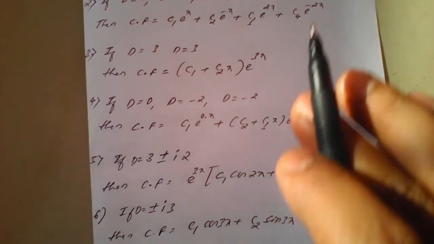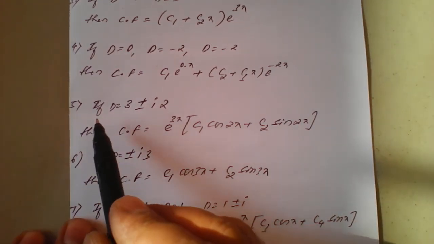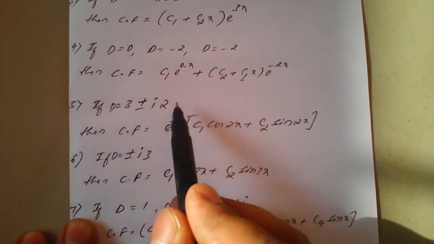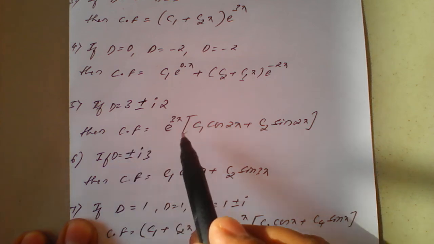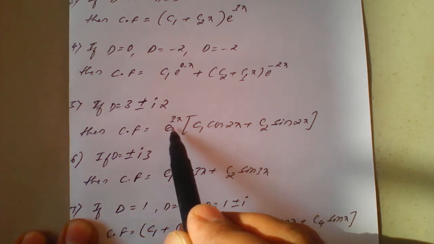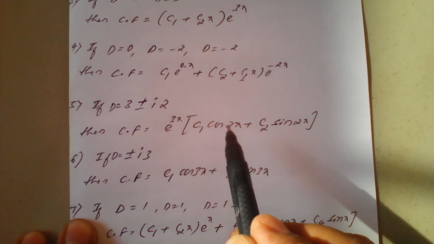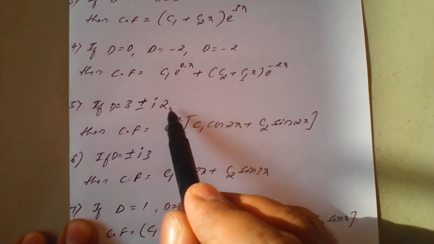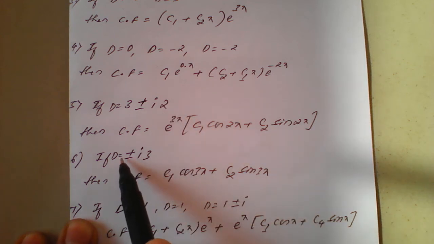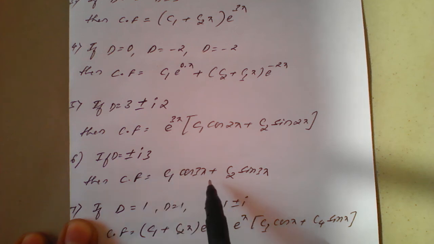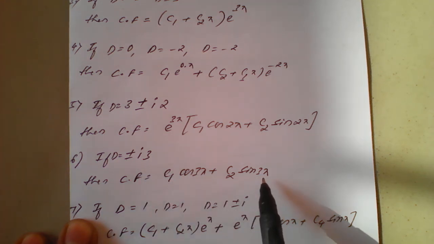Coming to the next kind of example: D is equal to 3 plus or minus 2i. This is a complex root. For this, how to write CF? e raised to 3x into C1 cos 2x plus C2 sin 2x. Here the 3 in e raised to 3x is the real part, and in cos, what we multiply with x is the imaginary part of the given complex root. Similarly, if D is equal to only plus or minus 3i, the real part is 0, so e raised to 0 will not come here. We only get the imaginary part: C1 cos 3x plus C2 sin 3x.